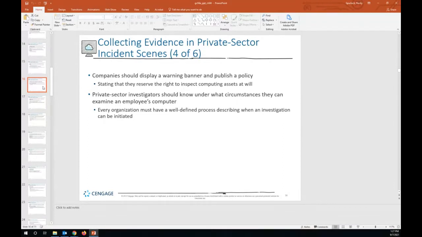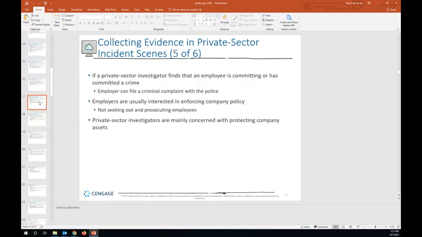Private sector investigators should also know under what circumstances they can examine an employee's computer. Every organization must have a well-defined process describing when an investigation could be initiated. This will be written up in the company policy.